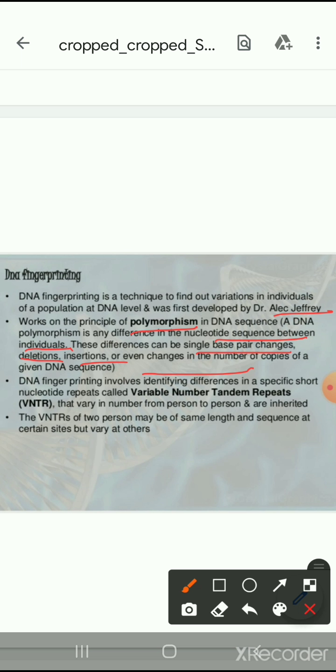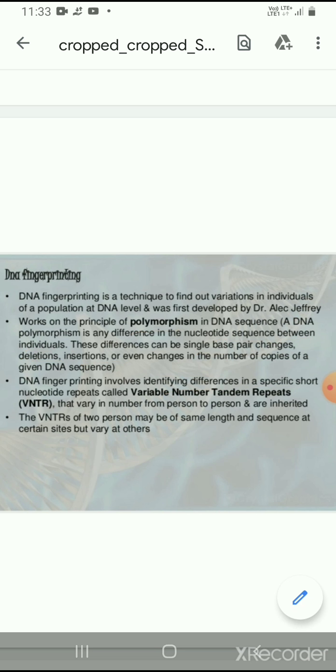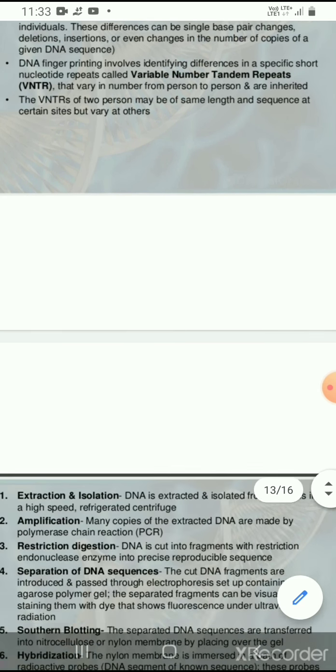DNA fingerprinting involves identifying differences in specific short nucleotide repeats called variable number tandem repeats, VNTR, that vary in number from person to person and are inherited. The VNTRs of two persons may be of the same length and sequence at certain sites but vary at others.